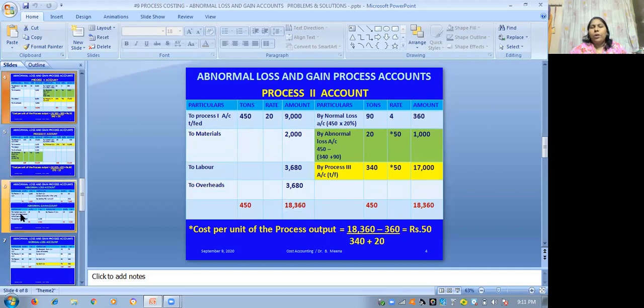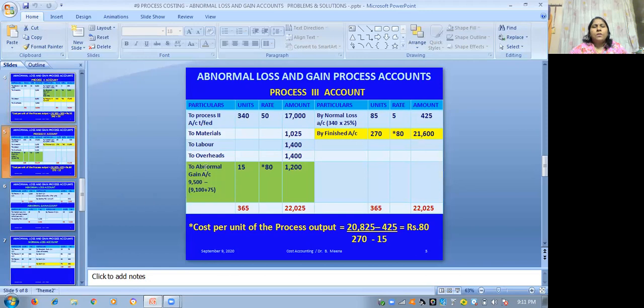340 is the output, okay. And I will move on to the process 3 account. In process 3, I debited the output of the previous process as an input for this process. I debited the expenses. Then I calculated the normal loss and showed the output.